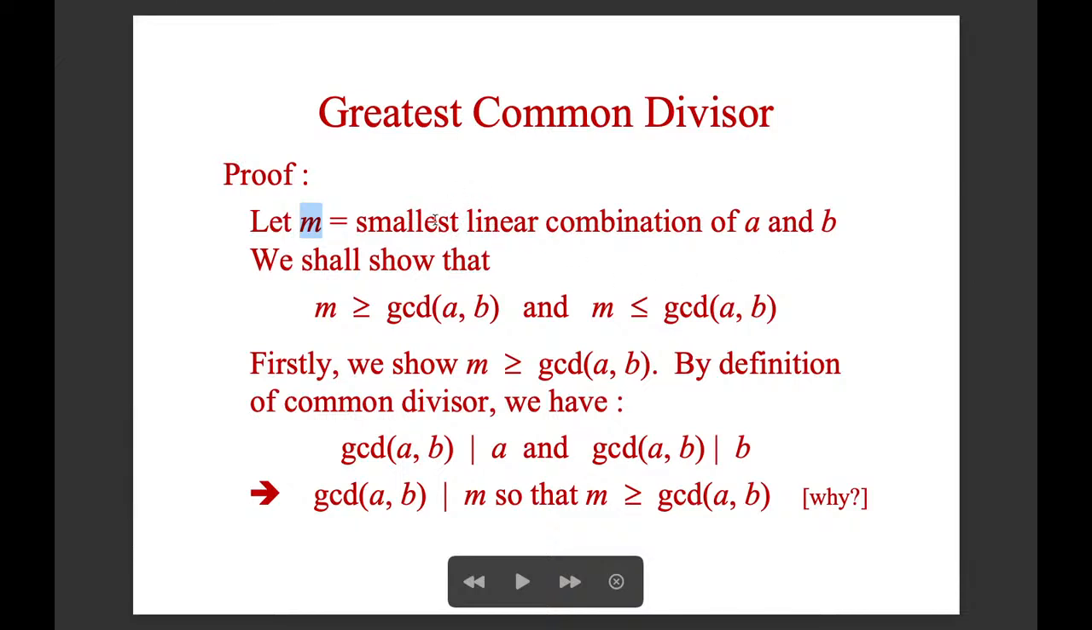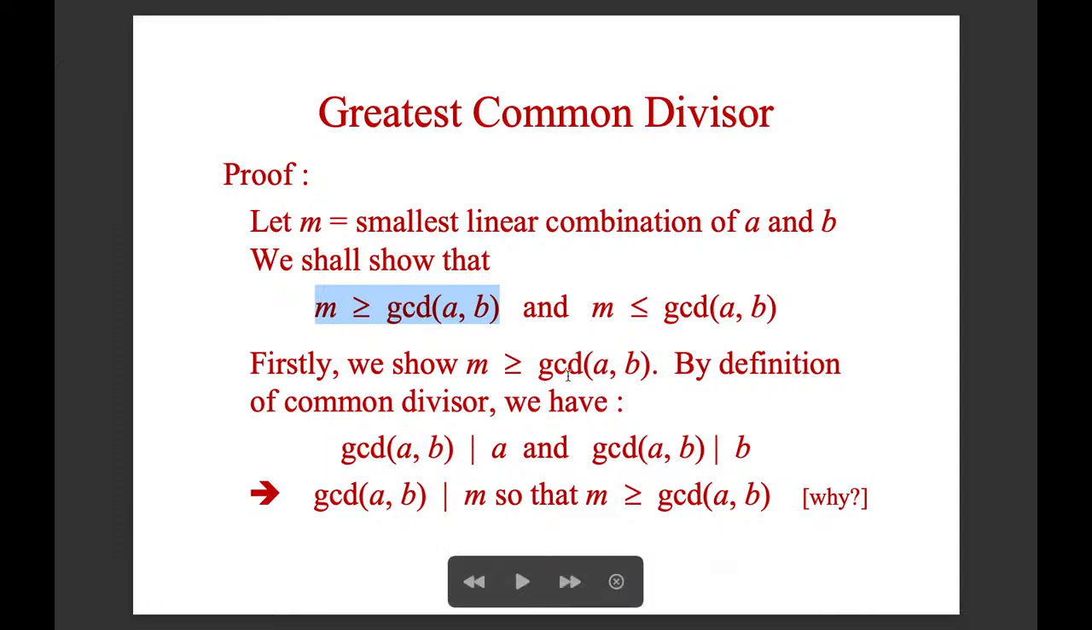I don't know what it is, but we want to show that M is greater than or equal to GCD of A and B, and also M is less than or equal to GCD of A and B. Then the combination of these two will make M equal to GCD of A and B. Now we are going to show the first part. We want to show M is greater than or equal to the GCD of A and B.